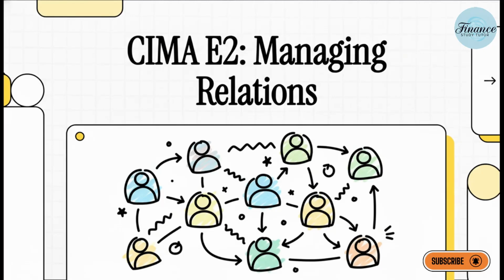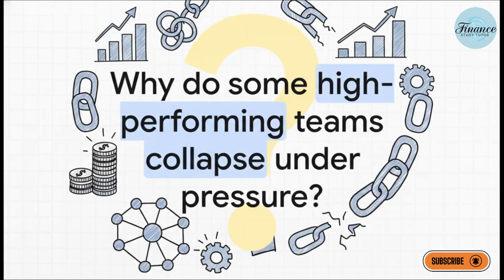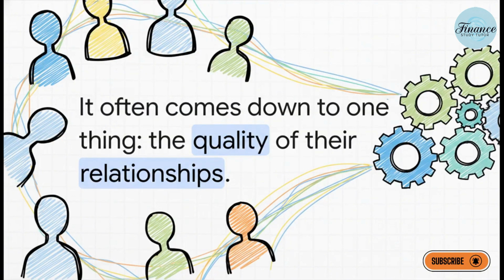In this explainer, we're building the essential toolkit for managing what is, let's be honest, the most critical and often the toughest asset in any organization, its relationships. So let's kick things off with a really important question, one that every single aspiring finance leader needs to be able to answer. And you know what? The answer usually isn't about technical skill at all. It's about the human connections that really drive performance. And that's exactly what our lead outcome is all about, managing relationships.